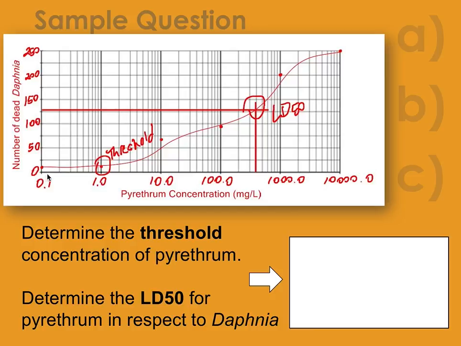So this would be 0.1, 0.2, 0.3, 0.4, 0.5, 0.6, 0.7, 0.8, 0.9, and then the next one moves up to 1.0. Here you would count by ones in this section, and you would count by tens here, hundreds here, thousands here. So based on that, you want to then plot based on the number of dead. You would get the threshold and the LD50, and it would look like this.